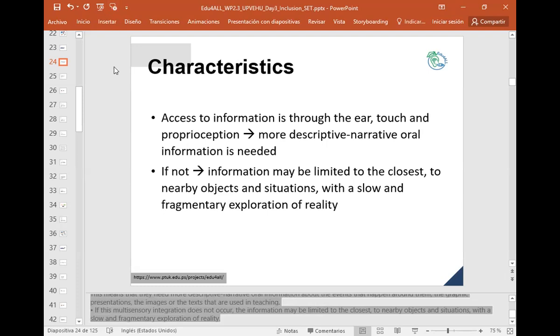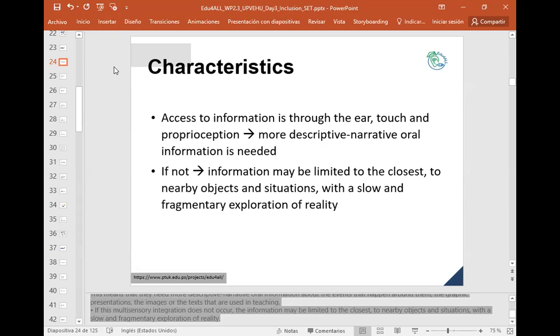Having in mind the previous slide, these would be some of the characteristics that students with visual disabilities can present and teachers should take into account. In persons with blindness, access to information is through the ear, touch, and proprioception, so multisensory integration is essential. This means that they need more descriptive narrative oral information about the events that happen around them, the graphic presentations, the images, or the texts that are used in teaching.